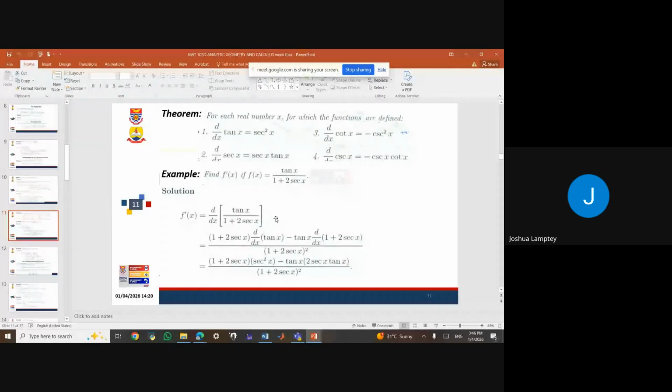Madam, I wanted to ask about the last part. When you differentiated the function, you get (1 plus 2 sec x) multiplying sec squared x minus tan x times 2 sec x tan x, all divided by (1 plus 2 sec x) all squared. Is that the answer, or can you simplify it further? If it's possible to simplify, you can simplify it further. You can multiply sec squared by this, then you have sec squared x plus twice sec cubed x, then minus 2 sec x tan squared x, all divided by (1 plus 2 sec x) squared. Okay. Thank you very much. You're welcome.